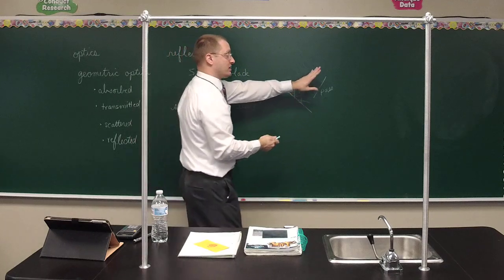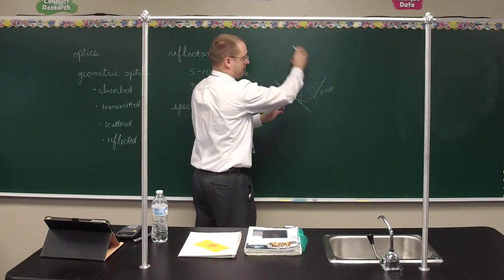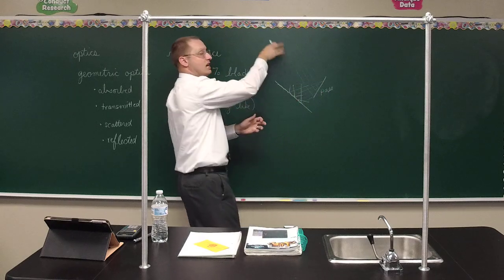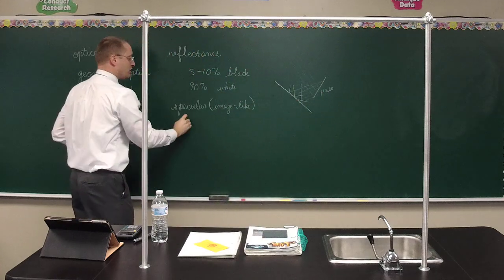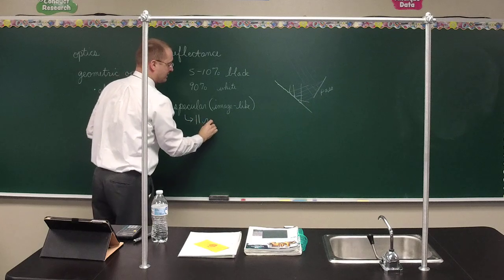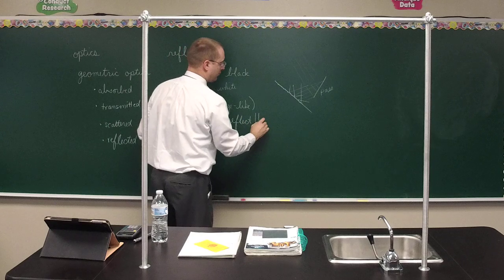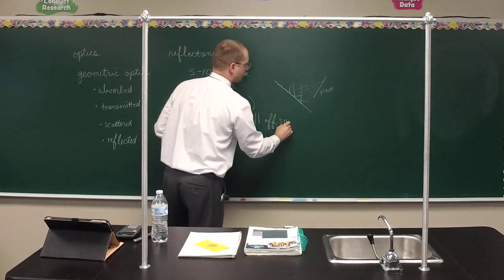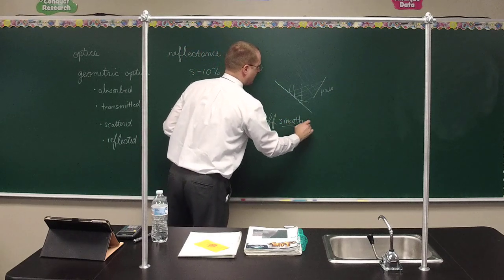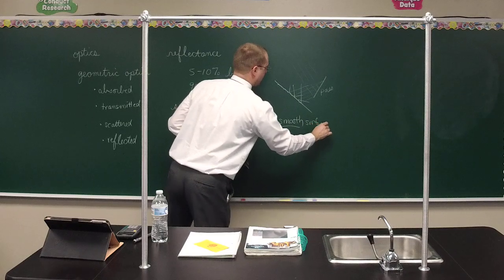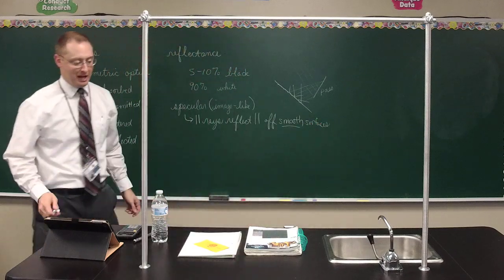But on the mirror, since it's a nice smooth surface, light rays come in parallel, they come off parallel, and they stay parallel coming off. This is because parallel rays reflect parallel off smooth, that's the key, surfaces. And you say, well, my paper is smooth.